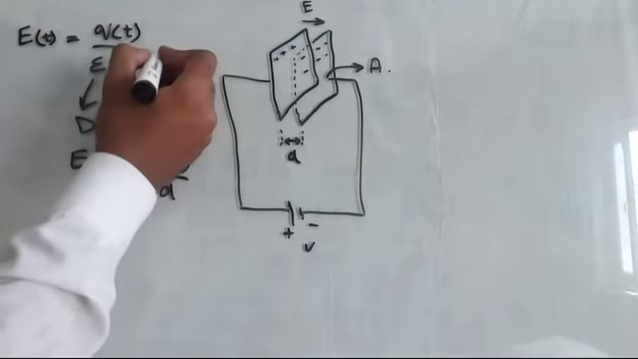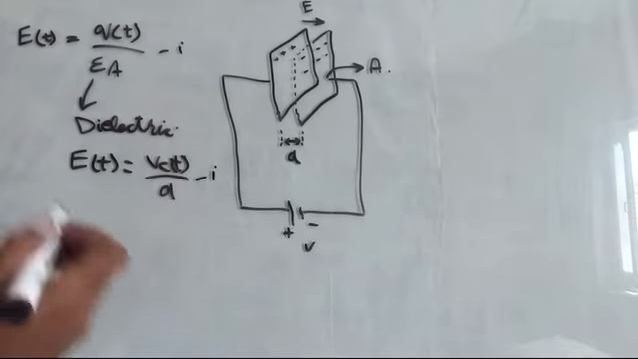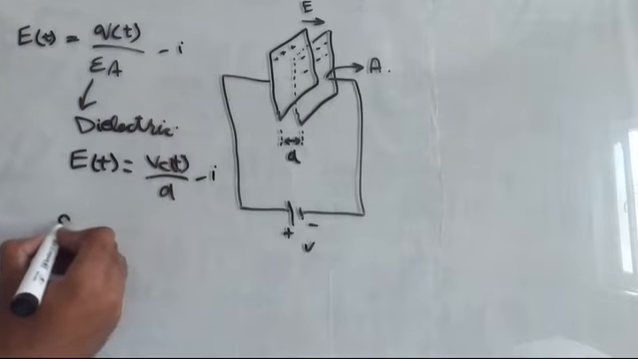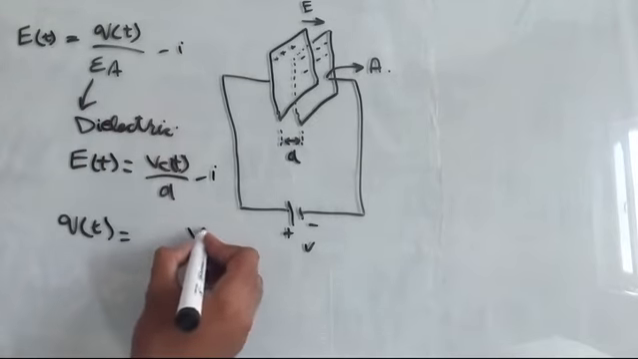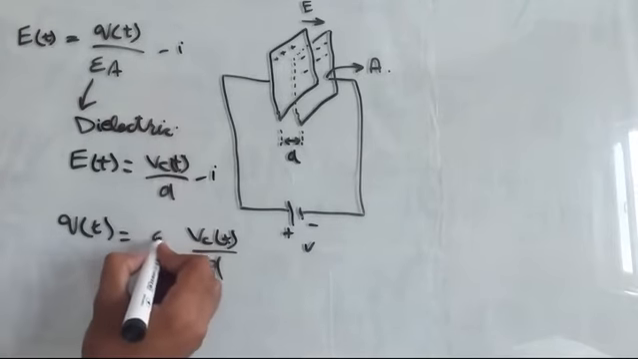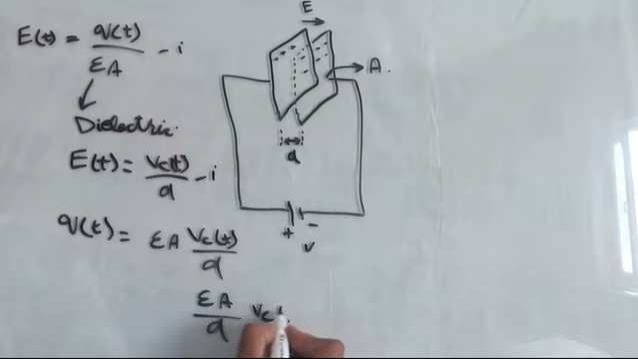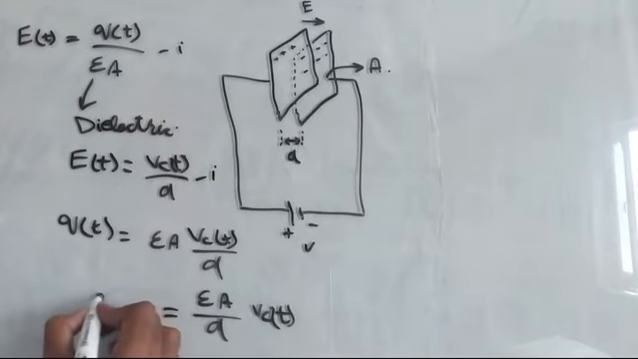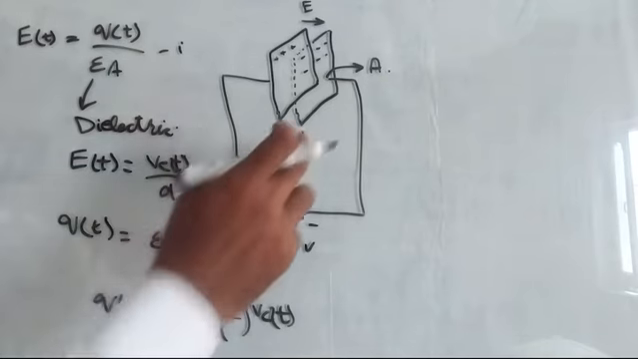So we can equate these two equations. These two equations are equal to the electric field. We can equate them to find the value of Q of t, the charge stored. Q of t will be equal to Vc of t divided by d multiplied by eta A. This term, eta A divided by d multiplied by Vc of t, is equal to Q of t. This is called the capacitance of this device.